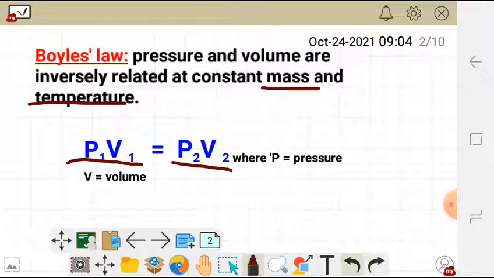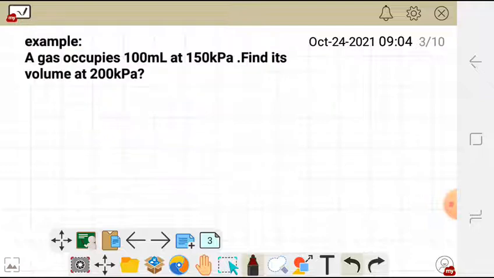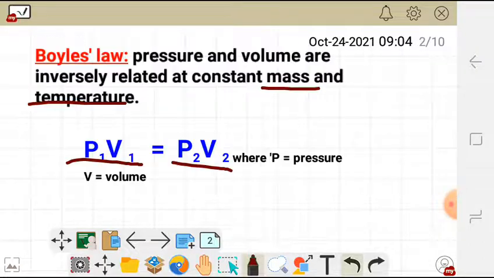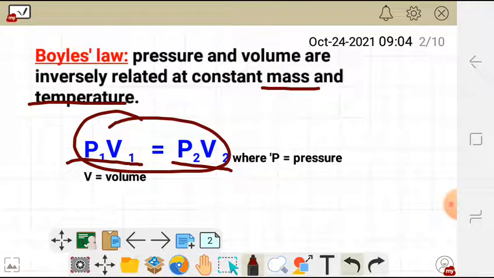Okay, so let's have an example. We'll see how you can use this formula in solving problems. Now, the example says a gas occupies 100 milliliters at 150 pascals. Find its volume at 200 pascals. So we're going to use this same formula to solve that problem.